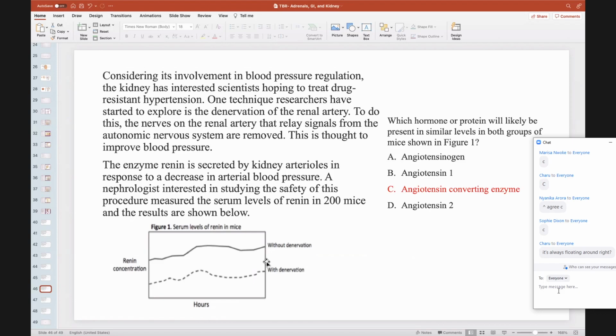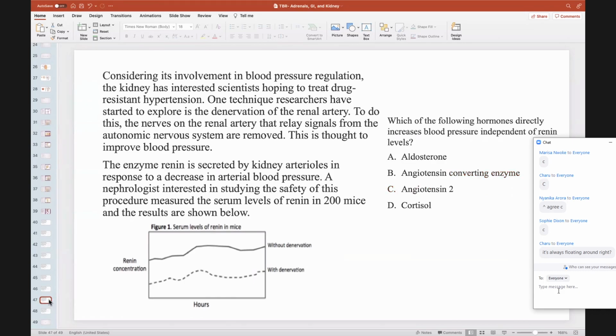C, as you said, angiotensin converting enzyme, ACE, will be there. The RAS pathway is not creating or destroying the ACE. It's just sitting there floating, waiting for its substrate. That substrate is angiotensin 1. So more or less renin won't change the amounts of ACE. That is why it is C.